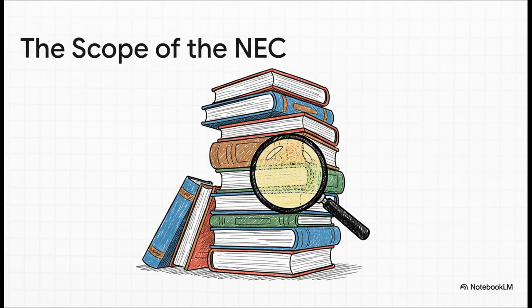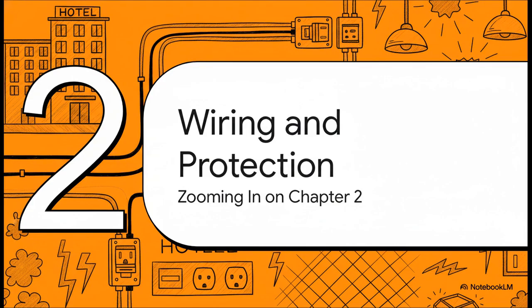And when I say massive, I'm not kidding. Look at this thing. It covers everything from basic wiring and materials to incredibly complex communication systems. We're talking hundreds and hundreds of pages. And our little shortcut? It's buried deep inside just one of these chapters. So let's zoom in. We're diving into Chapter 2, Wiring and Protection. This is where all the foundational math for an entire electrical system really happens.